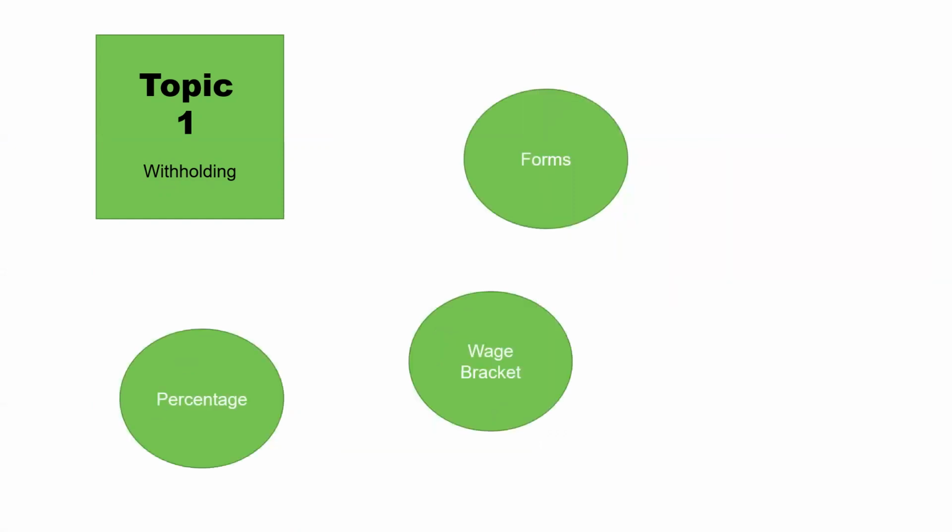So the first topic is withholding. This is where the main focus is for your assignment today. I do want to spend a good amount of time going over your homework assignment because there's a lot of detail in there. So we'll cover this topic and then go through the example that's like your assignment right away after we go through percentage and wage bracket, because I'm not sure how long it's going to take us to get through it all. So the 3 areas we're going to talk about are what forms are required, and then percentages and wage brackets. So let's get into that detail.